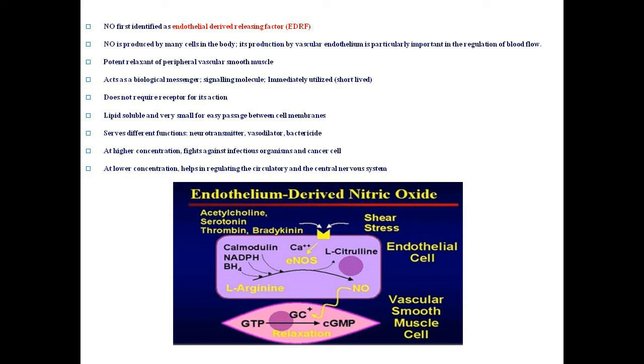So this graphical image shows the biosynthesis of NO from arginine, that is conversion to citrulline. So NO is released by the enzyme eNOS, that is endothelial NOS, in the endothelium. And one of its functions is relaxation of vascular smooth muscle. So here, as you can see, it activates guanylate cyclase, which facilitates conversion of GTP to cGMP, and this mediates relaxation of the vascular smooth muscle cells.